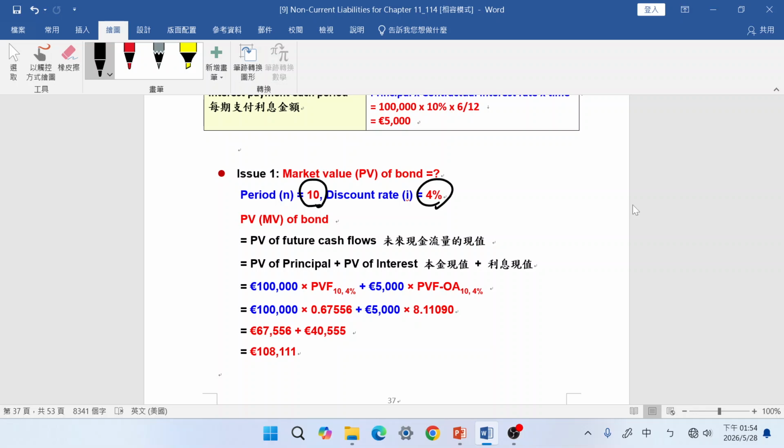Okay, $108,111. So based on your N and I, you don't need to use the accounting table. You can use the formula either way. Okay, so when you use the formula, you still need to know N and I. So don't forget, first issue, find out how much money you can borrow. So this is the money you can borrow. And use the money you can borrow, then you can finish page 38.